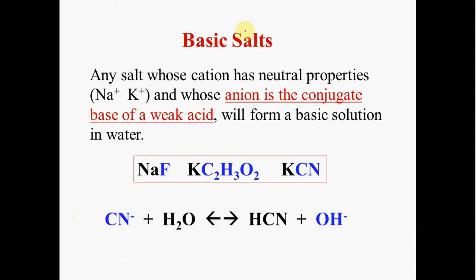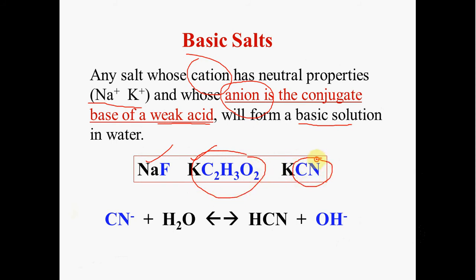A basic salt will be a cation that has neutral properties coming from a strong base like sodium hydroxide or potassium hydroxide, and the anion is now the conjugate base of a weak acid, so it's going to continue to react with water. So the acetate ion from acetic acid, the cyanide ion from the weak hydrocyanic acid, the fluoride ion from the weak acid hydrofluoric acid.